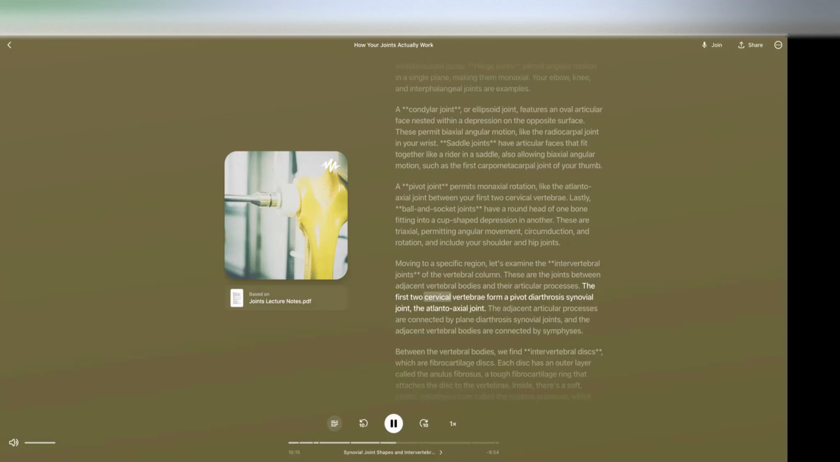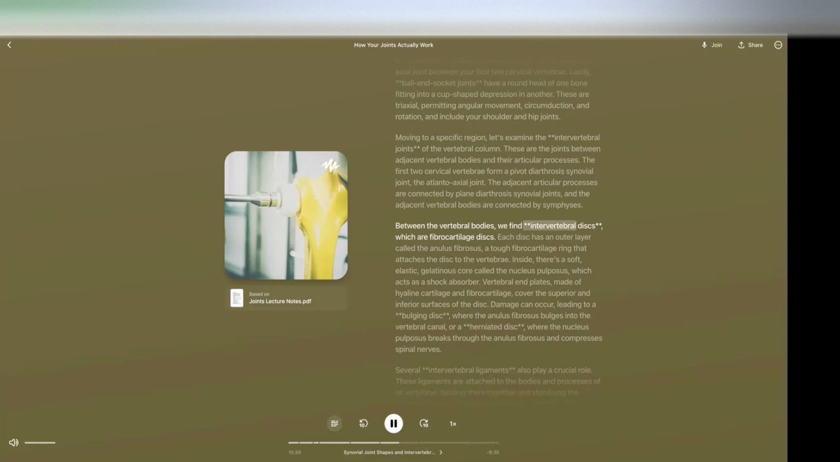The first two cervical vertebrae form a pivot diarthrosis synovial joint, the atlantoaxial joint. The adjacent articular processes are connected by plane diarthrosis synovial joints, and the adjacent vertebral bodies are connected by symphysis. Between the vertebral bodies, we find intervertebral discs, which are fibrocartilage discs. Each disc has an outer layer called the annulus fibrosus, a tough fibrocartilage ring that attaches the disc to the vertebrae. Inside, there's a soft, elastic, gelatinous core called the nucleus pulposus, which acts as a shock absorber.